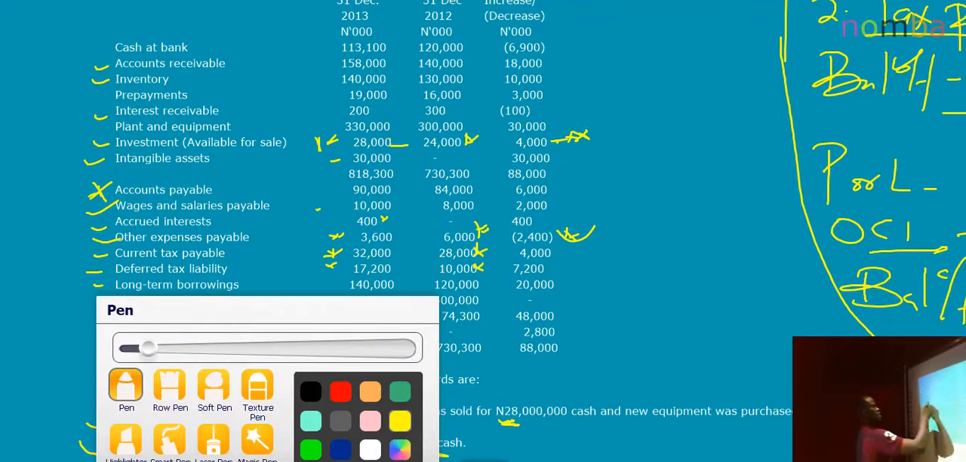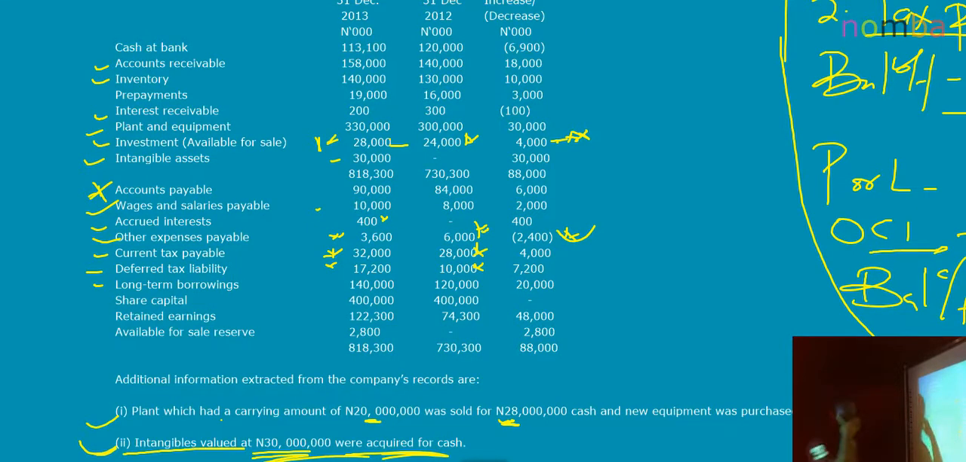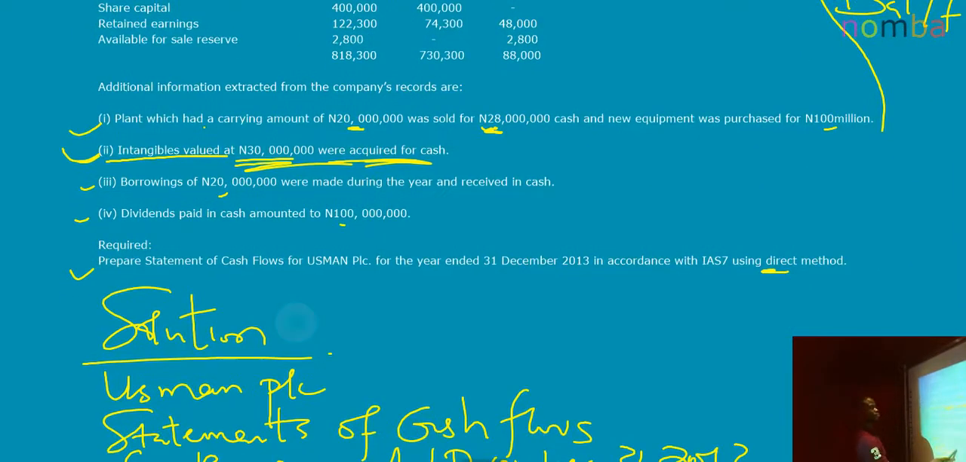Then the next item there is plant and equipment. And this plant and equipment at the beginning of the period was 300,000. And at the end of the period is 330,000, which shows that there is an increase of 30,000. And this increase of 30,000, what does it relate to? So we go straight and check it.